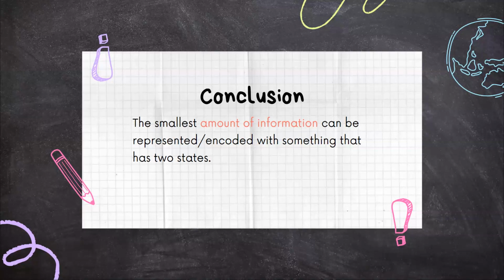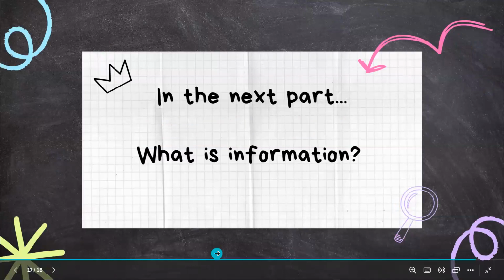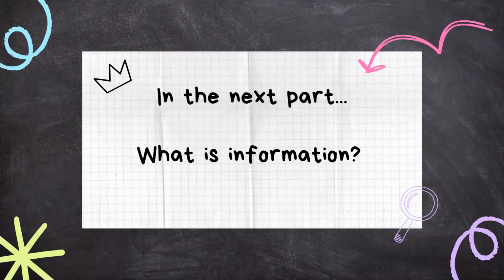So then what exactly is information when you're talking about it in computing, and how do you measure it? Well, this is the question that will be addressed in our next video, in our next part. In the next part, we will be talking about what exactly information is in computing. And now I think I should end the video.